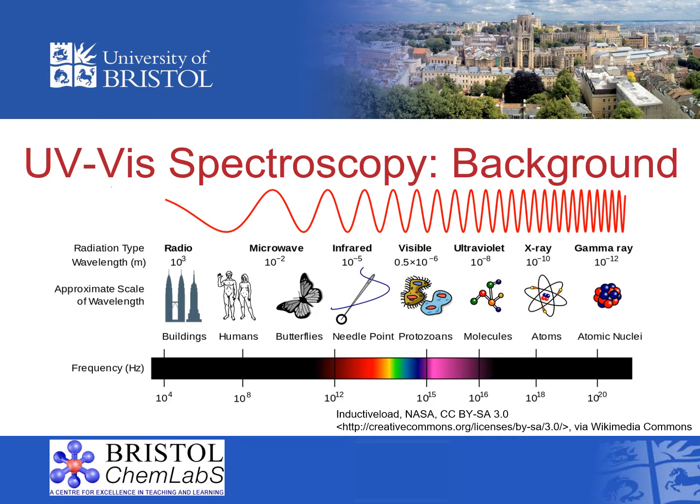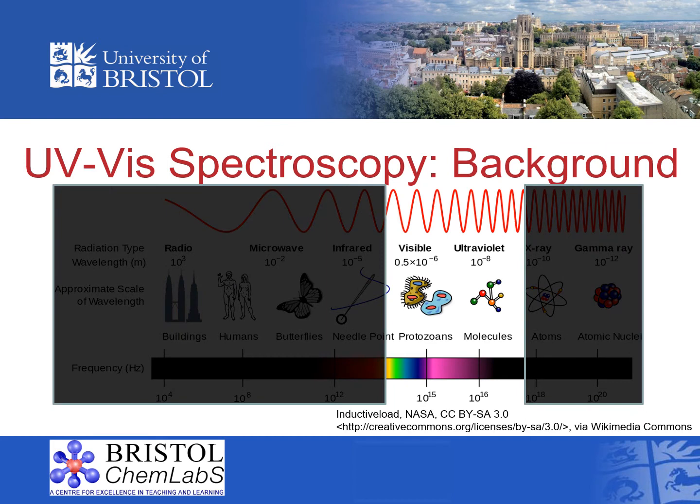For this talk, we're focusing on the ultraviolet and visible sections of the electromagnetic spectrum and how these interact with matter, hence the term UV-Vis spectroscopy. The UV range extends from 100 to 400 nanometers, and the visible range extends from 400 to 750 nanometers. So what does UV-Vis light interact with? UV-Vis light interacts with specific electrons within a molecule.